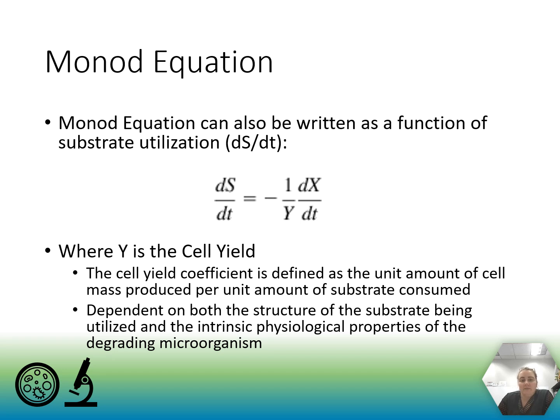We can also write the Monod equation in a slightly different way, and this is the way that you'll start to see it if you move into advanced wastewater treatment, is we can relate it to substrate utilization. So substrate utilization is defined as dS/dt, and that's equal to -1 over Y times dX/dt. So remember, dX/dt is the change in the number of cells per time, and Y is what's called a cell yield. So the cell yield is a coefficient that's defined as the unit amount of cell mass produced per the unit amount of substrate consumed. It's basically a way of getting your units to work out. How much cell mass do you produce for every amount of substrate consumed in the system?